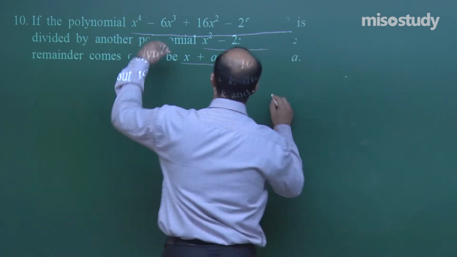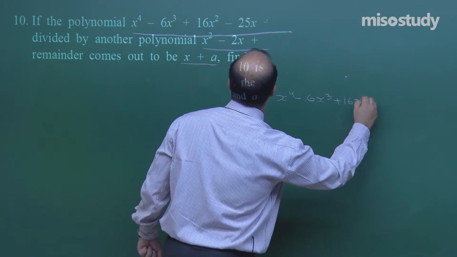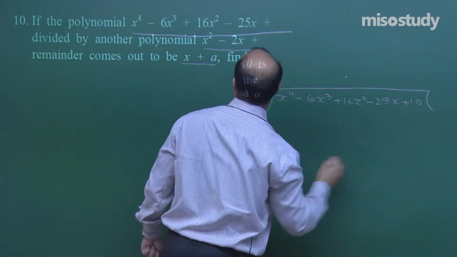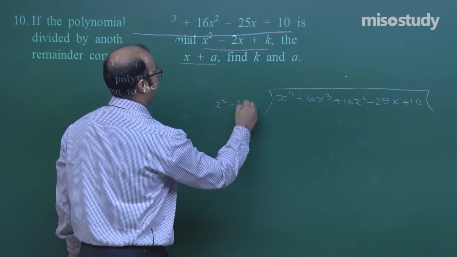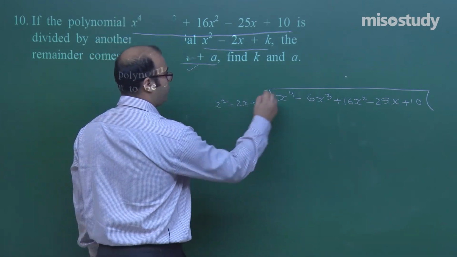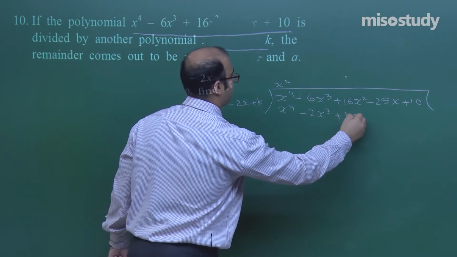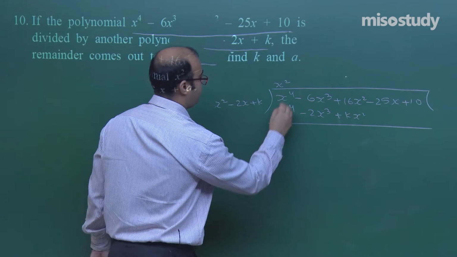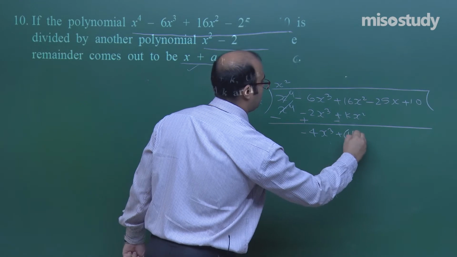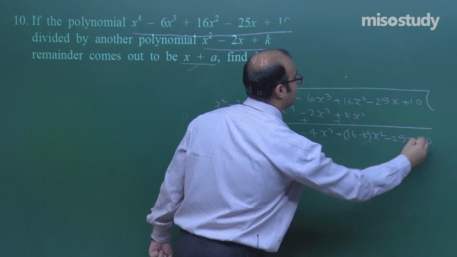So let us proceed. x to the power 4 minus 6x cube plus 16x square minus 25x plus 10 has to be divided by x square minus 2x plus k. And let us see what the remainder comes. The remainder will be equated to this. So, first we will multiply with x square, x to the power 4 minus 2x cube plus kx square. Let us subtract. So, this will cancel, this will be minus 4x cube, and 16 minus k x square. This is what we are getting. Further minus 25x plus 10 we will write as it is.